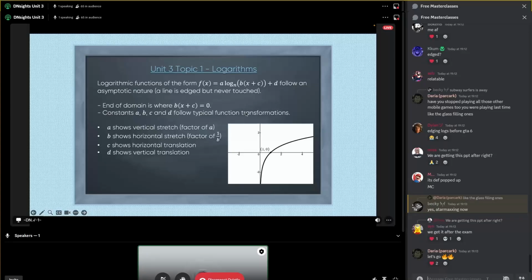Another thing to notice with log functions is you also have a domain where this part is 0. That's where the domain ends. That's something they could ask you, because obviously we can't have a log of 0 or any negative number. So the best thing to take from this is that the end of the domain is where bx plus c is 0. It's just whatever you're logging in that function.